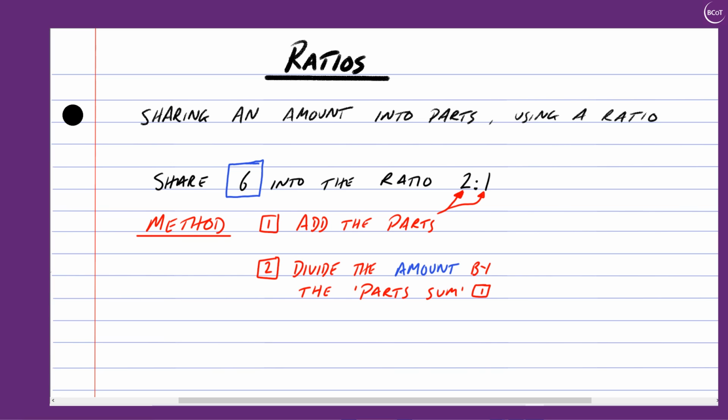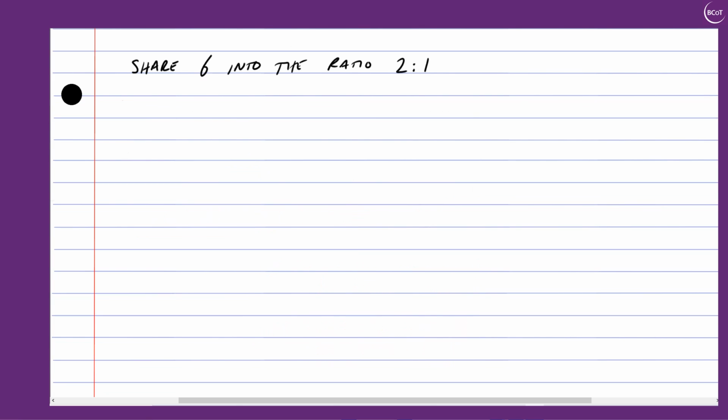Step 2 is divide the original amount by the parts added together. So divide the original amount by the sum of the parts, which is the answer to part 1, of course. Step 3 is multiply out. So multiply the parts of the ratio out by the answer to part 2. So share 6 into the ratio of 2 to 1.